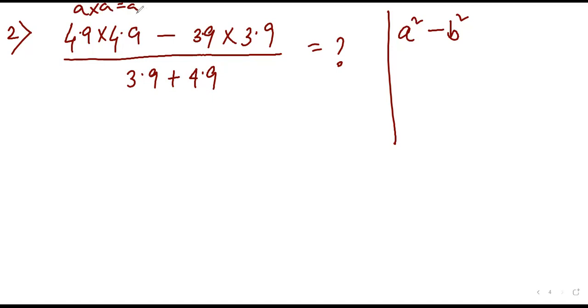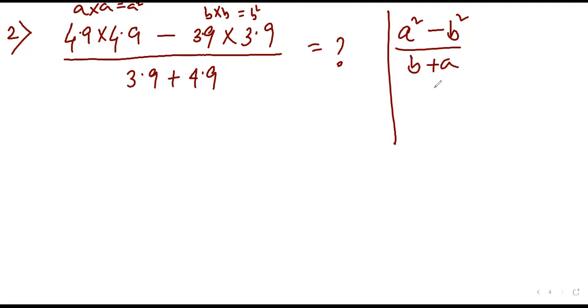Just trying to write here as it is above the table. Okay. And again 3.9 into 3.9, that is b into b, which is b square. So this is in the form of a square minus b square, and under the line this is b plus a.